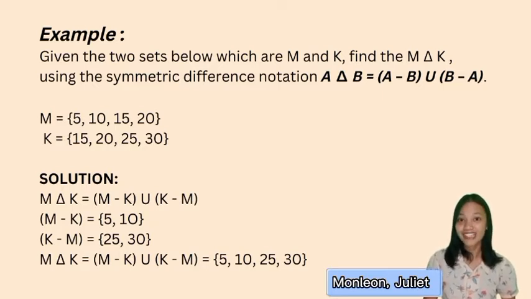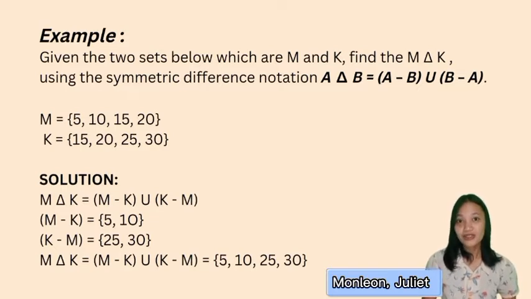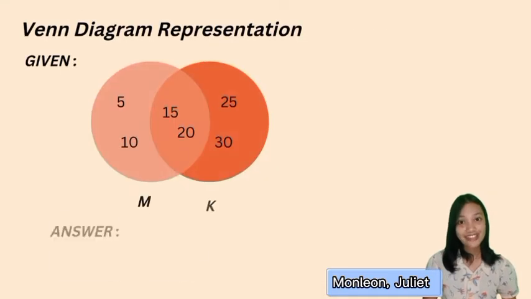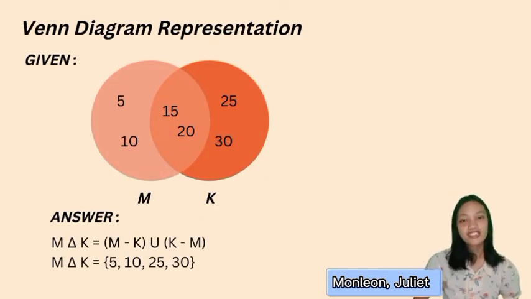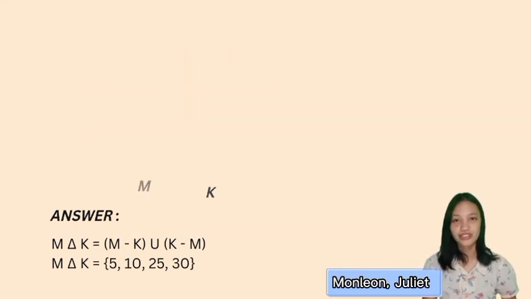Since we will combine the results of the difference of the given two sets, which are M minus K and K minus M, this is the Venn diagram representation of the given example. It is shown on the screen of the video presentation.